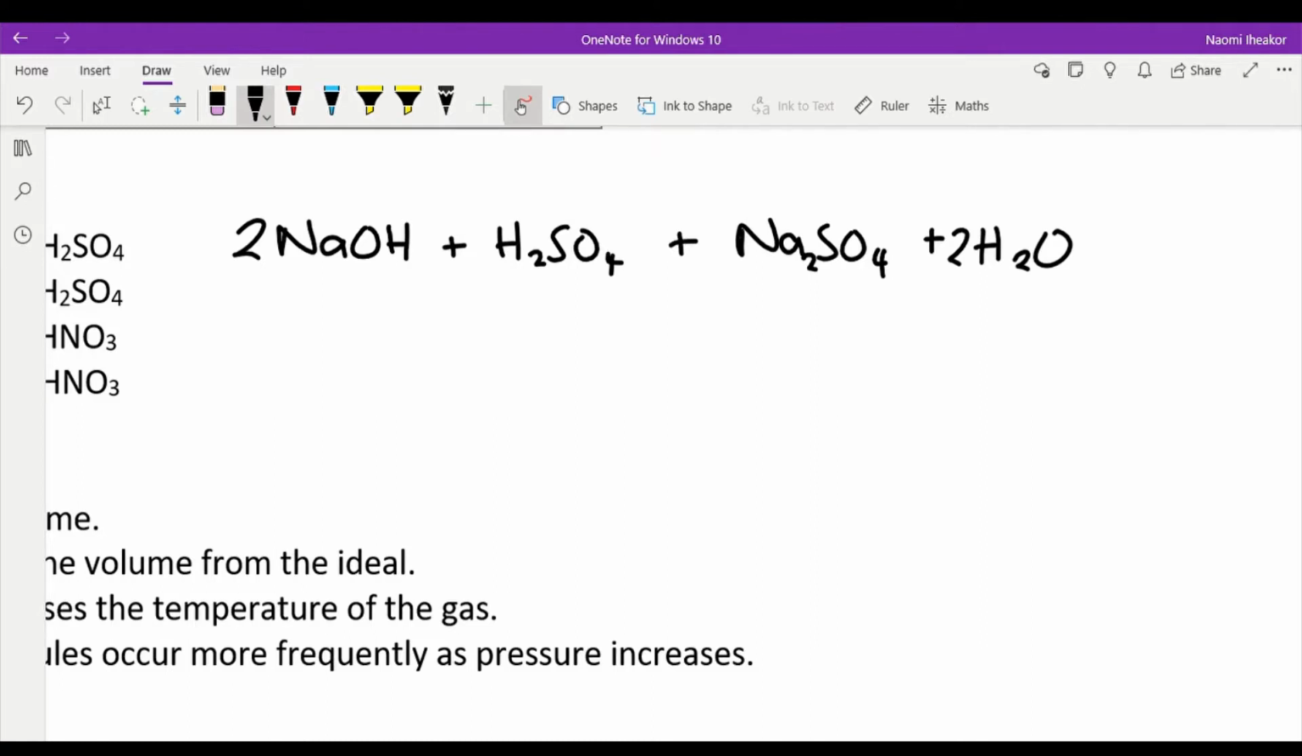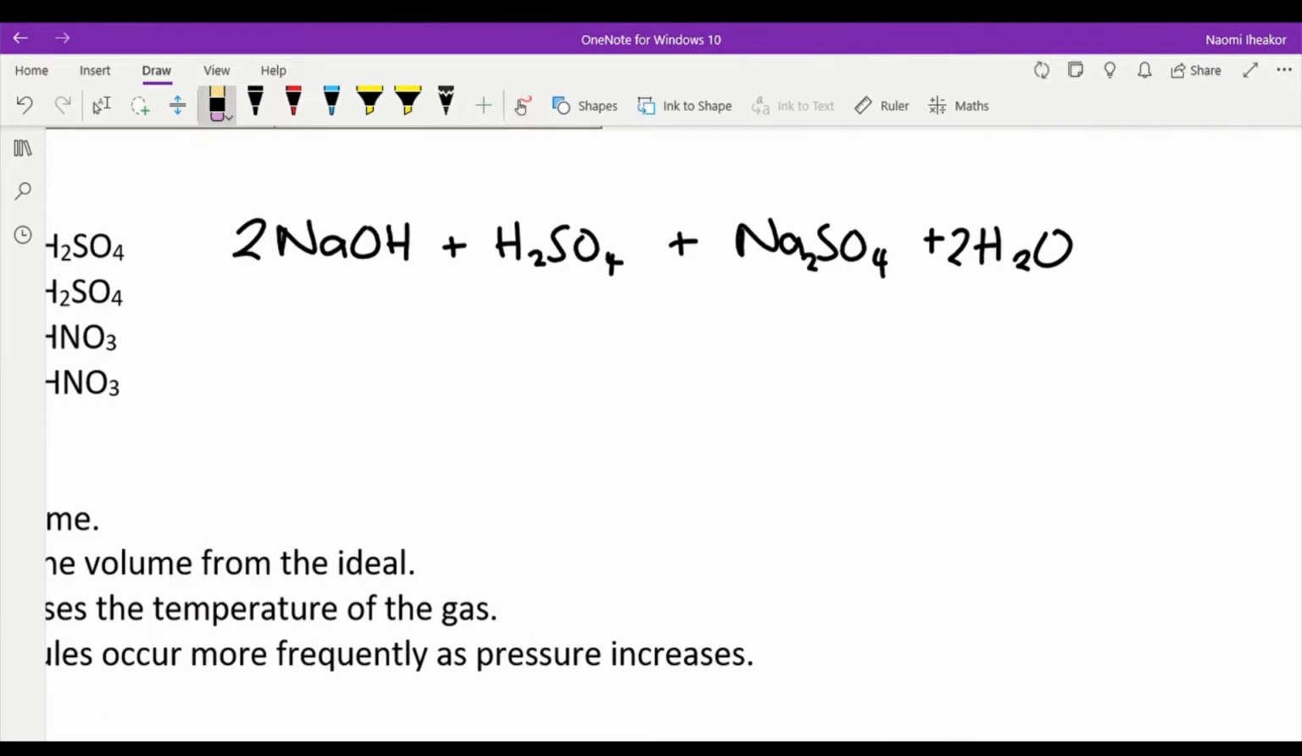So we've got 2 hydrogens plus another 2, that's 4 hydrogens on the left. We've got 4 hydrogens on the right. Oxygens, we've got 2 oxygens on this side, 4, so that's 6. We've got 4 plus 2, that's 6. So 6 oxygens on both sides. And our sodiums are balanced. Alright, sulfur is obviously balanced, we made no changes there. So that's our balanced equation.